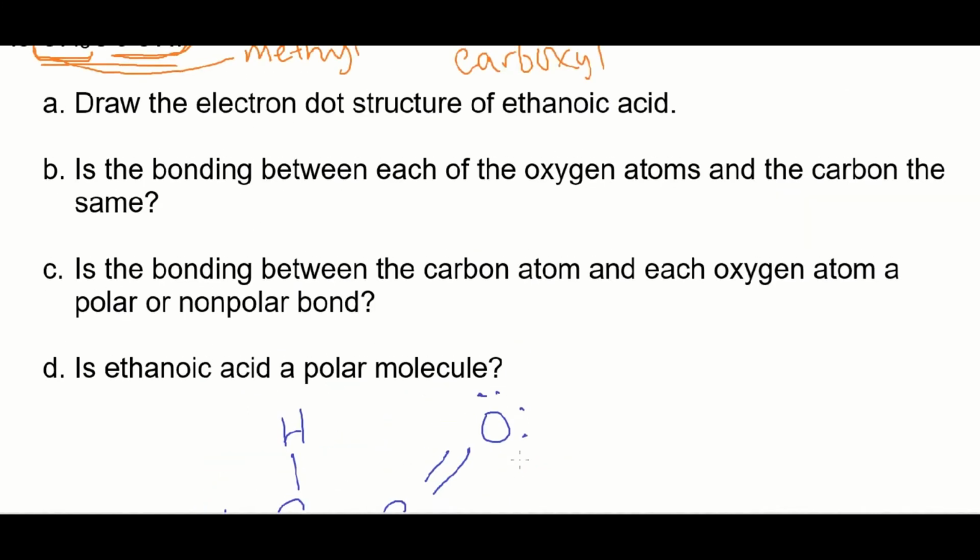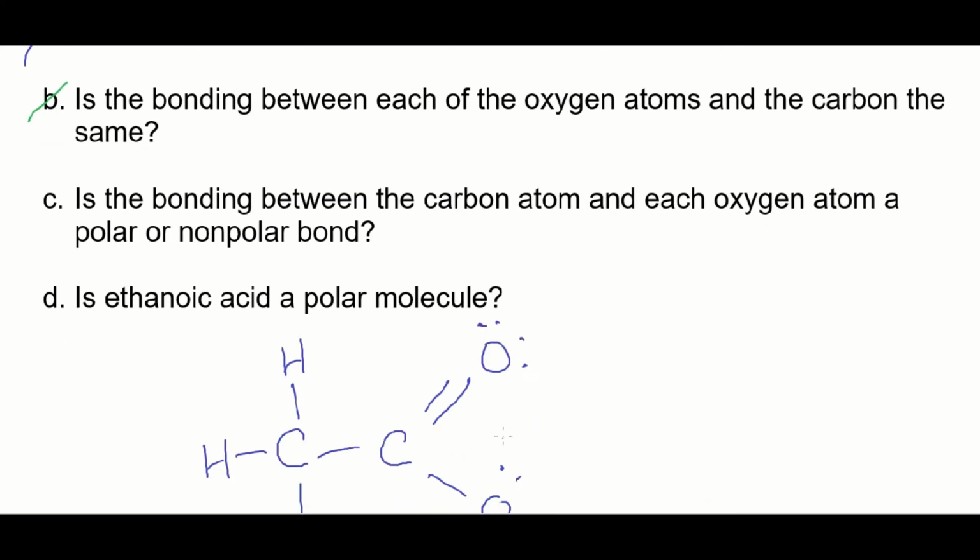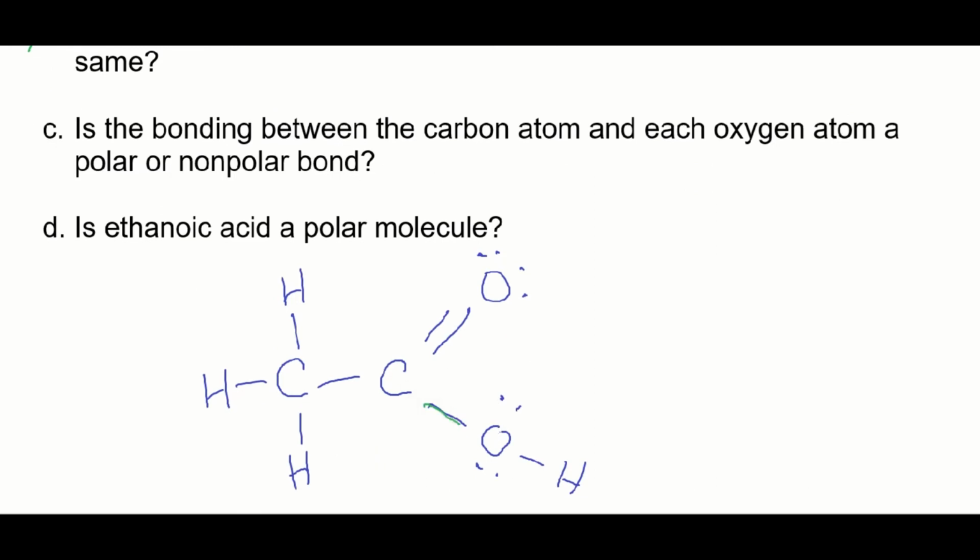Now let's answer part B. Is the bonding between each of the atoms and the carbon the same? No. One of the carbon-oxygen bonds is a single bond, so that is a sigma bond there, by the way. These are all sigma bonds. They're all single bonds or sigma bonds, and this one has a sigma bond, but also has a second bond, the double bond, and that is the pi bond.